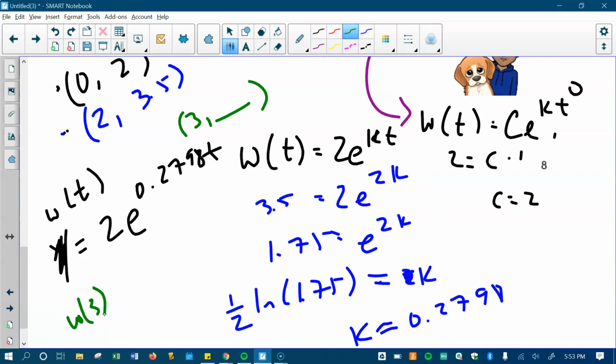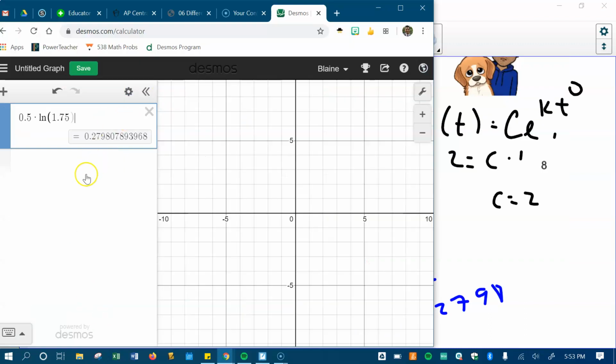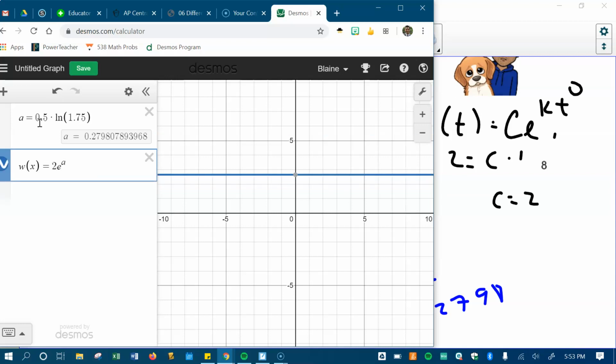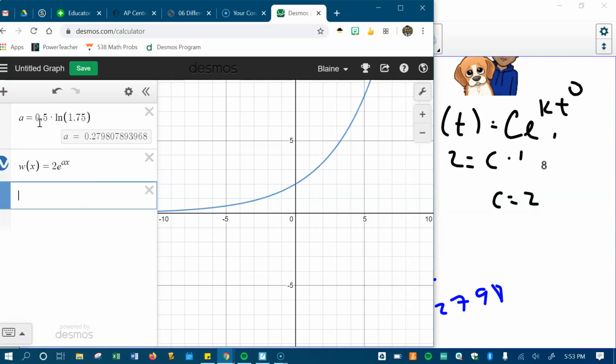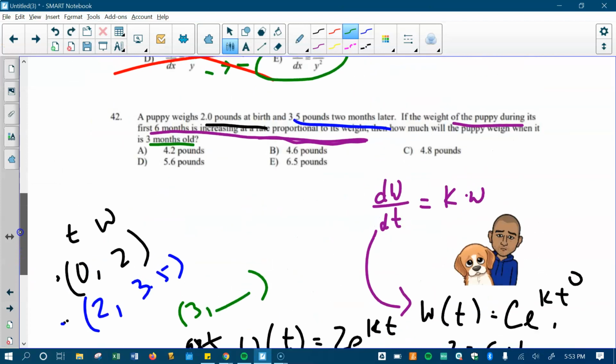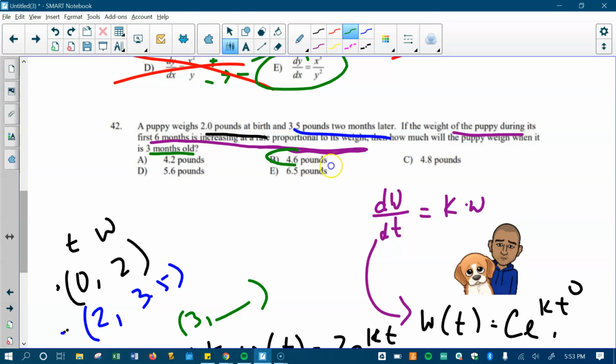Okay, so W(3) is going to be equal to, let's see here, I'm just going to do some trickery here. We said W(t) is going to be equal to C e^(kt). So W(3) is going to be equal to 4.63. And is that an option? It is. B is my answer.